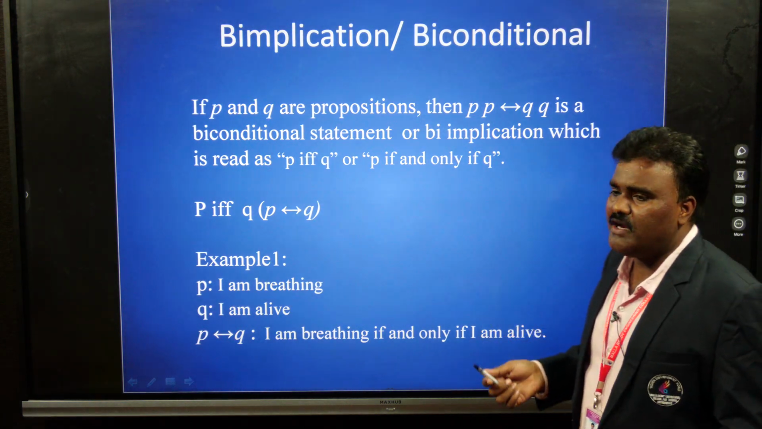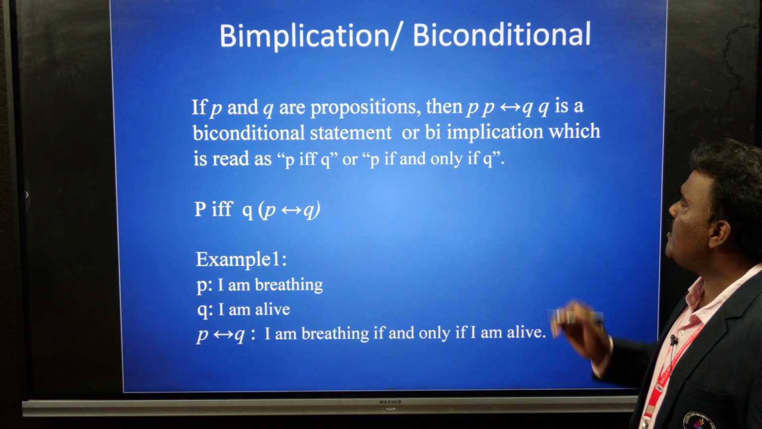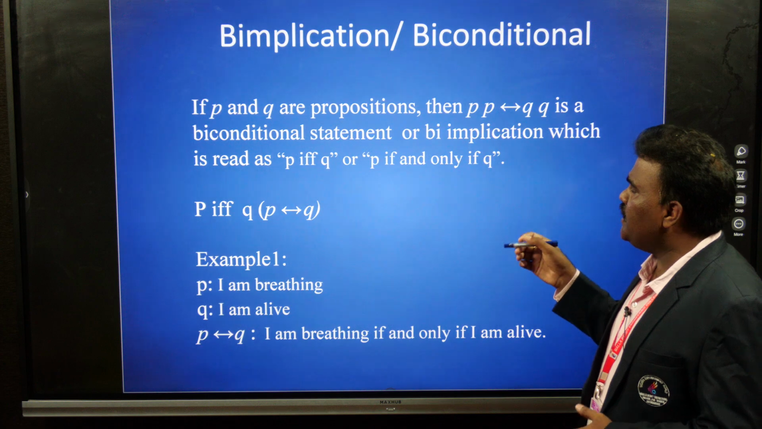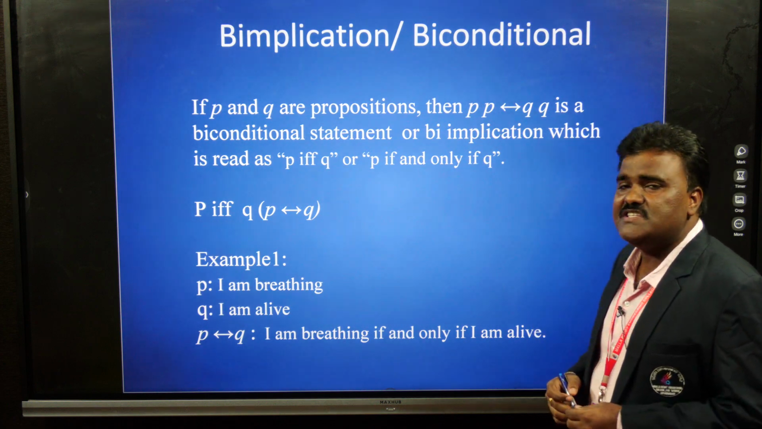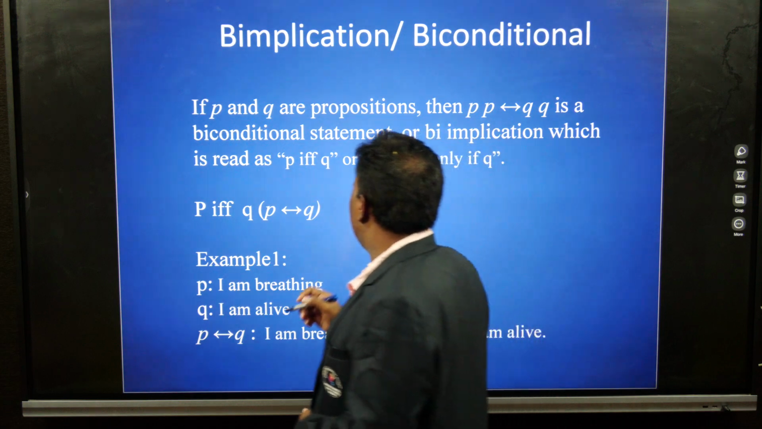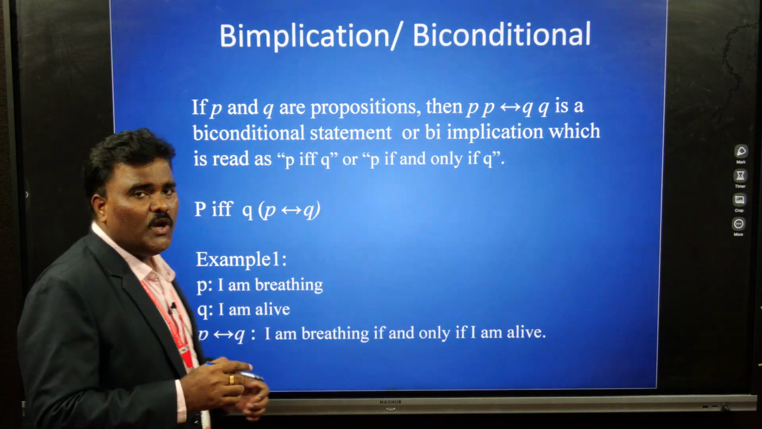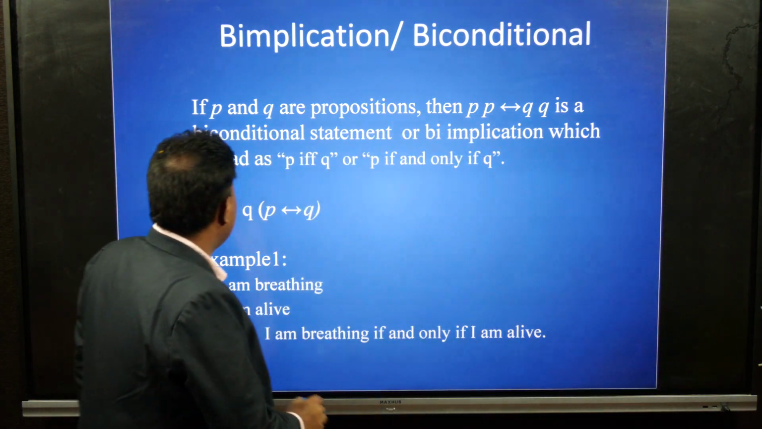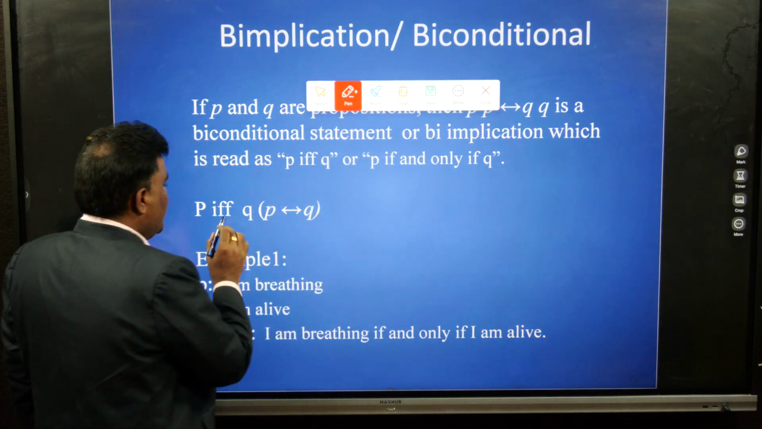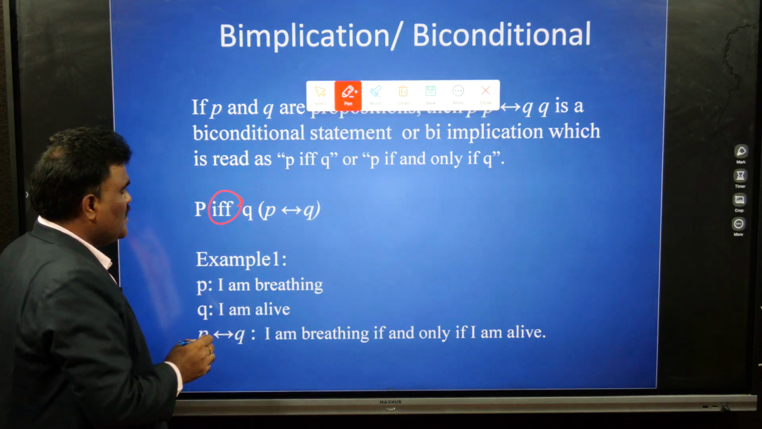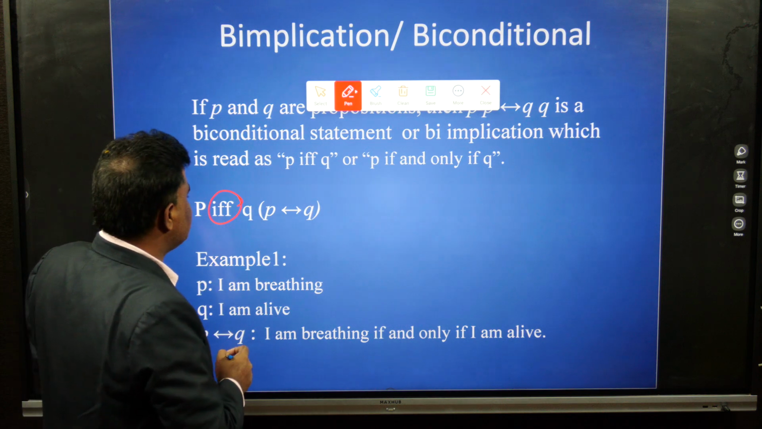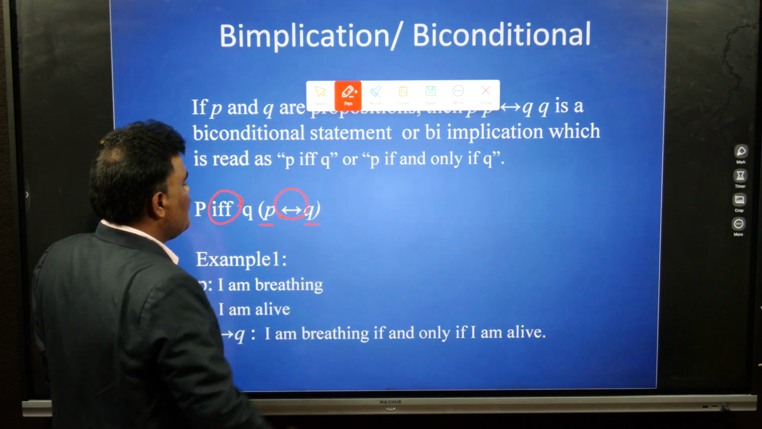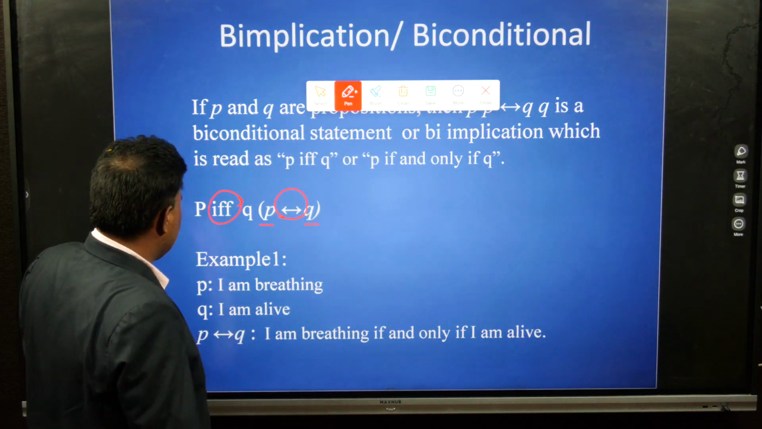Next, the biconditional, or double implication. If P and Q are propositions, then P biconditional Q is a biconditional statement, which is read as P if and only if Q. It is represented with this notation: P, Q are the two statements, and the notation is the biconditional, a double arrow, a bidirectional arrow.